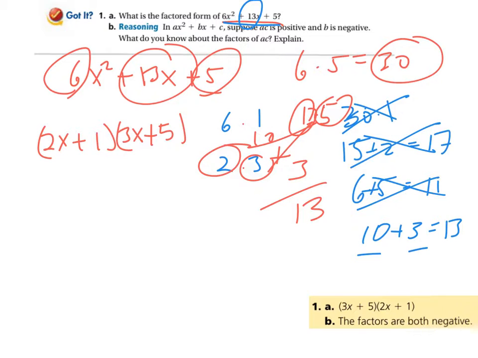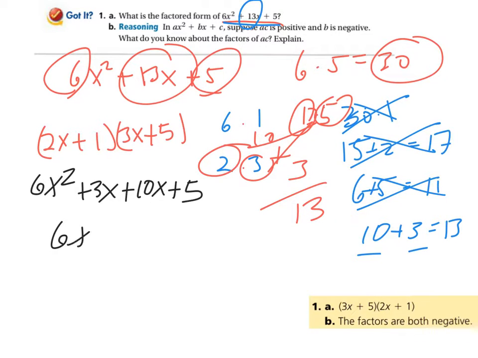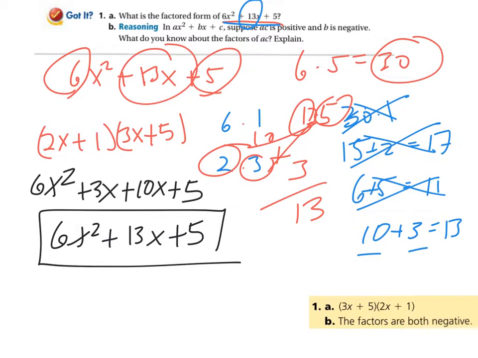Well, you get 2x times 3x is 6x squared. Inner terms, 1 times 3x is 3x. Outer terms, 5 times 2x is 10x. In the last terms, 1 times 5 is 5. So we get 6x squared plus 13x plus 5. So obviously it worked. This was the right combination.